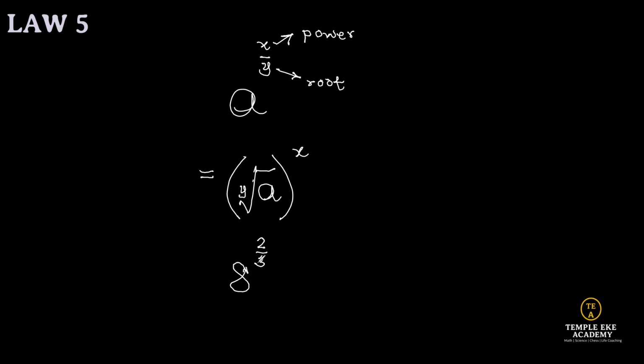How do we go about this? We inspect the denominator. The denominator in the power is 3. That means we're going to take the cube root. The denominator tells us the type of root we're going to take.